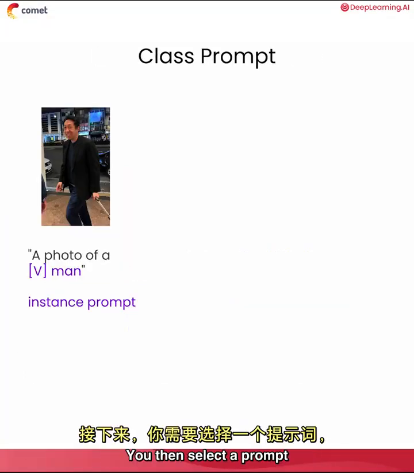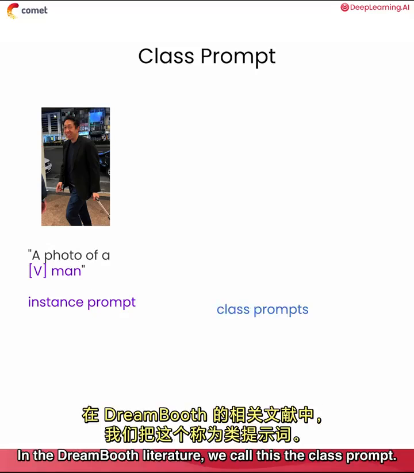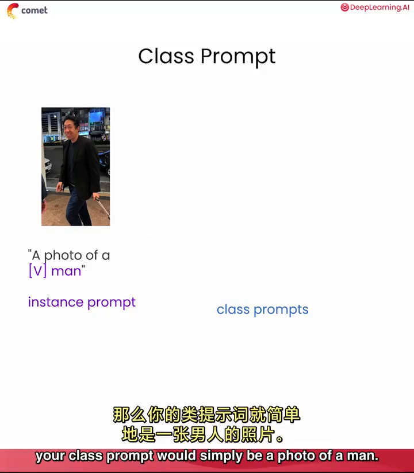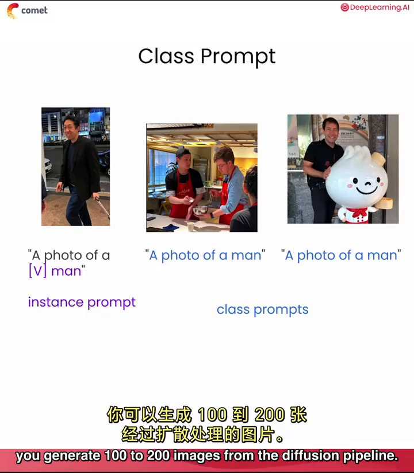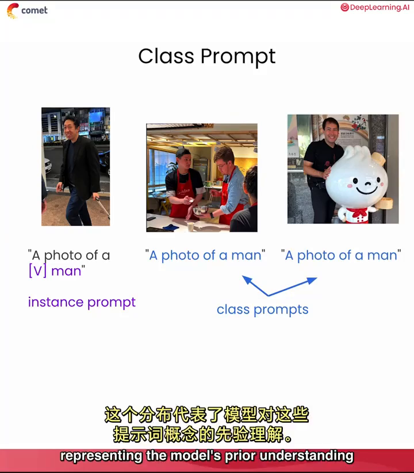You then select a prompt that is representative of all the concepts you're afraid your model is going to lose during fine-tuning. In the DreamBooth literature, we call this the class prompt. For example, if your instance prompt is a photo of a [V] man, your class prompt would simply be a photo of a man. Using the class prompt, you generate 100 to 200 images from the diffusion pipeline. With these images, you can construct a robust distribution representing the model's prior understanding of these prompt concepts.